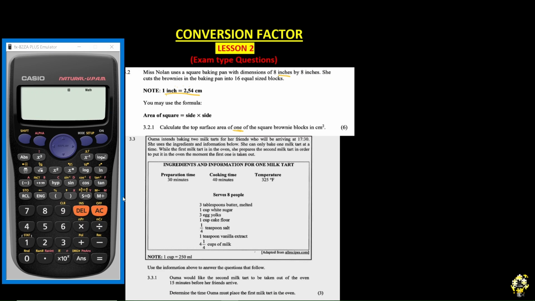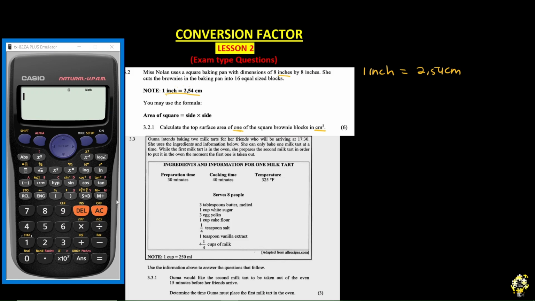Because we have been told that our calculations have to be in centimeters squared, we know that the first thing that we have to do is to convert these 8 inches. With regards to conversion, by now you know that we start with the conversion factor, which is 1 inch is equal to 2.54 centimeters. Like I said, we'll have to convert 8 inches.